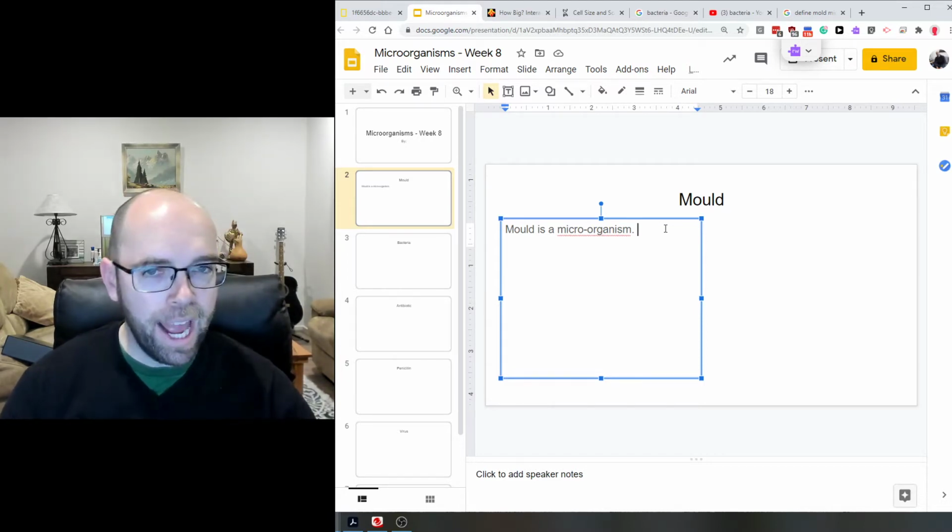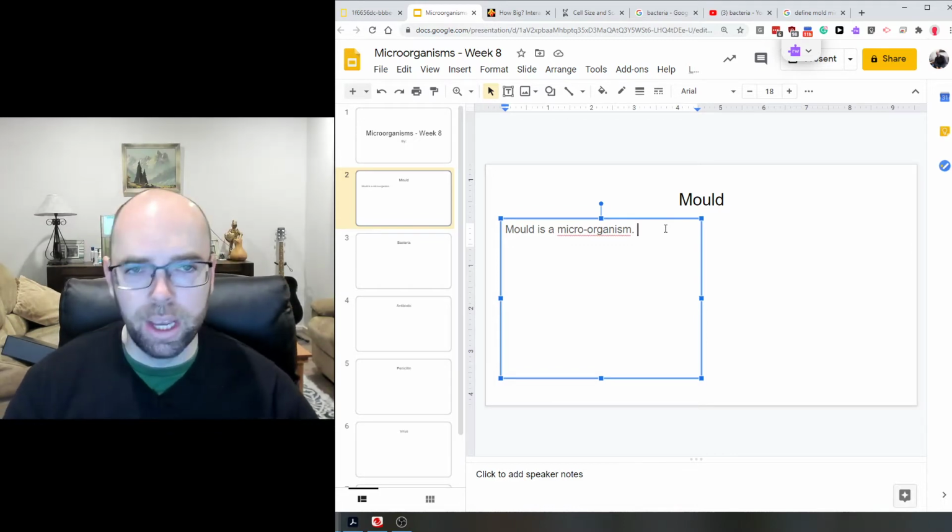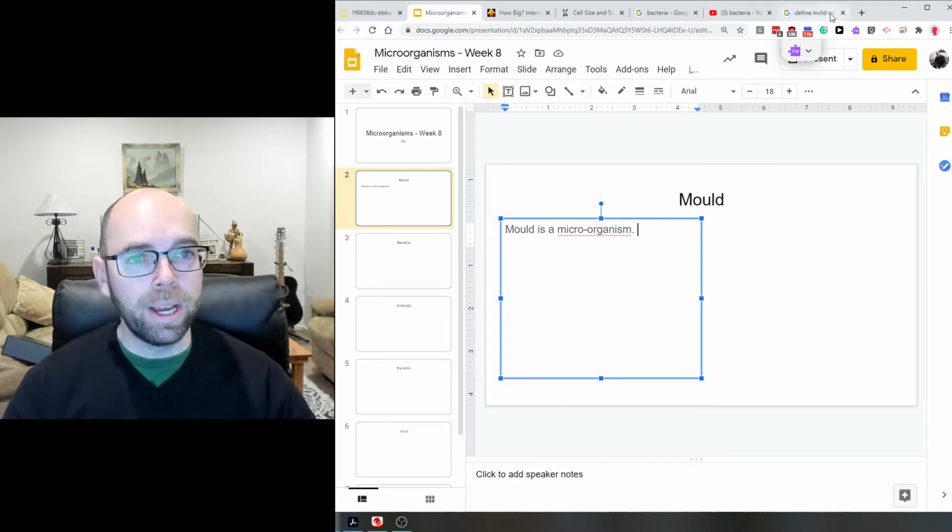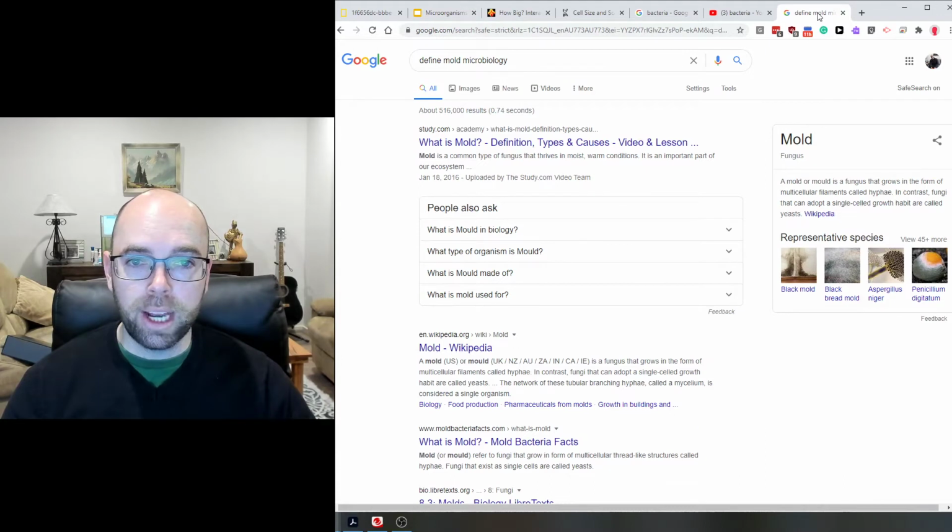We learned about how it spreads. We learned about where it grows. If you're not sure, you can always go and search it up. Like here I go, I've just searched up define mold, the microbiology here. And what is mold? It says here, mold is a common type of fungus that thrives in moist, warm conditions.